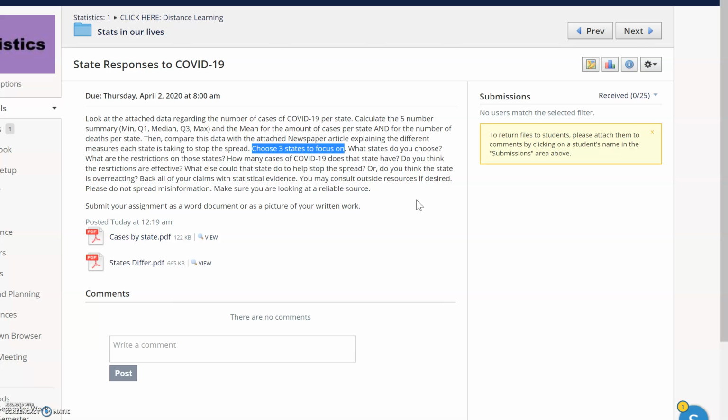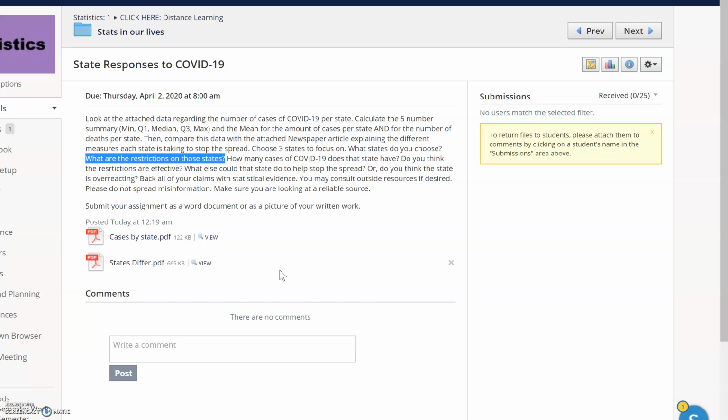Then you're going to tell me what are the current restrictions in those states. You can use the newspaper article that I've attached. You can use your own resources. If you see down here, I said you may consult outside resources if desired. Please do not spread misinformation. Make sure you are looking at a reliable source.